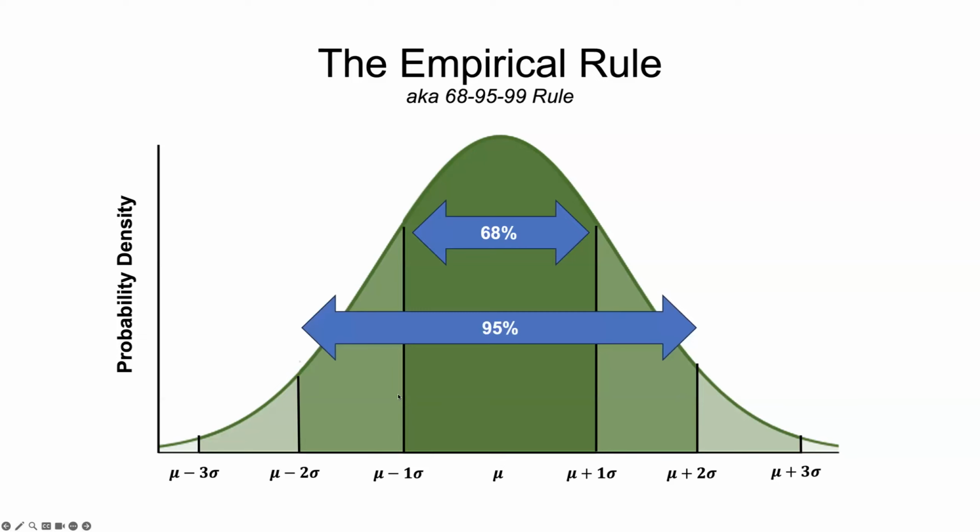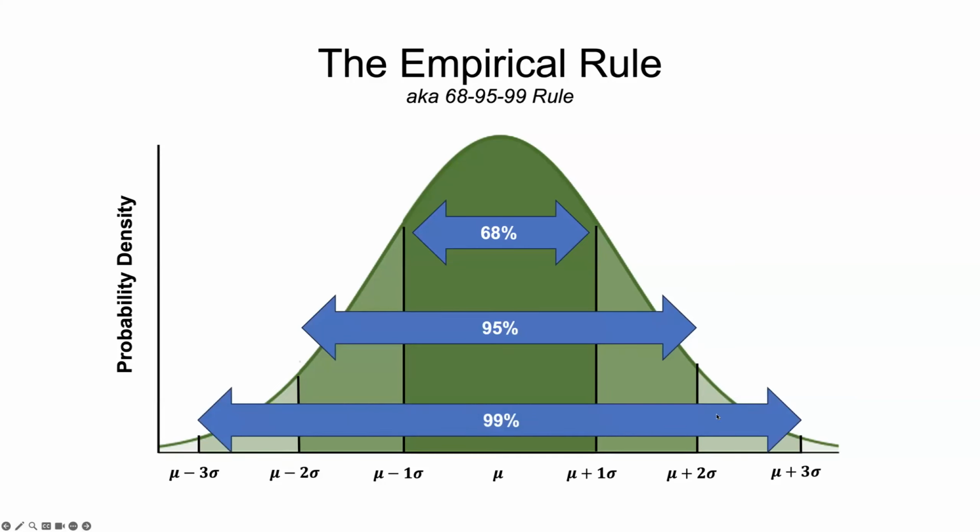And then about 95% are going to fall from negative two standard deviations to positive two standard deviations from the mean. And then about 99% of all your responses or scores, whatever it might be, are going to fall between negative three standard deviations and positive three standard deviations.